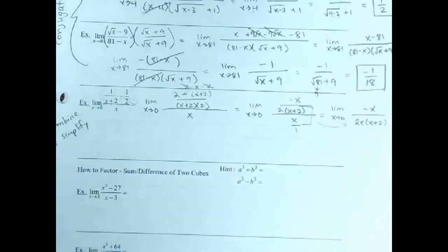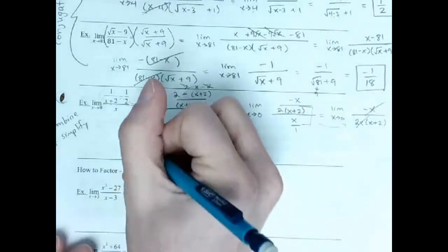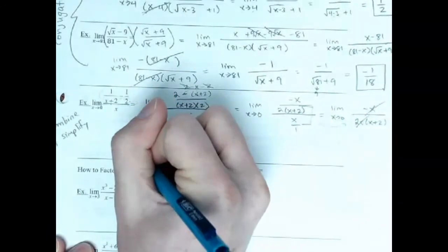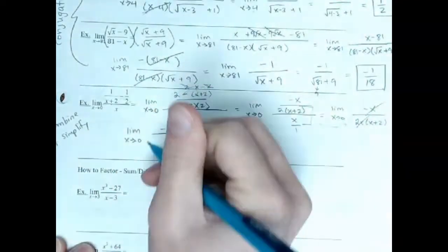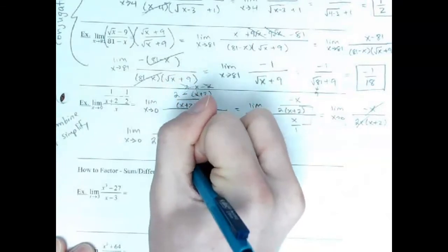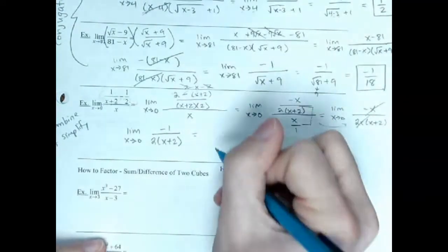Now finally I've got it down to just 1 layer, 1 fraction overall, and I can see I've got an x that's going to reduce. So let's regroup everything that we have. x is going to 0. I've got a negative 1 on the top, 2 times x plus 2 on the bottom. So I did all the algebra to compress all those fractions, get it down to just 1 overall, and now we can evaluate it.